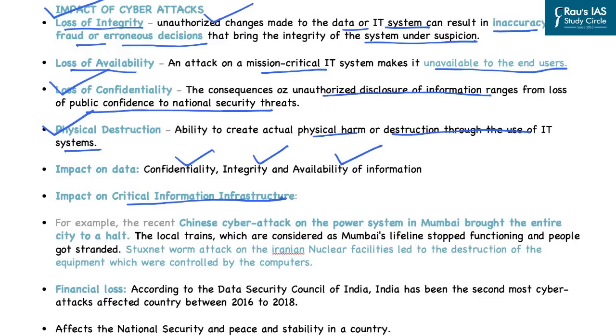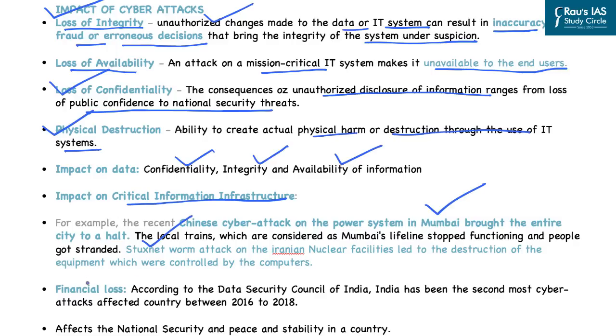For example, a cyber attack was carried out by Chinese hackers on the power system in Mumbai, and that brought the entire city to a halt. In this, the local trains, which are considered Mumbai's lifeline, stopped functioning and people got stranded. Similar was the attack carried out by the USA, that was Stuxnet.